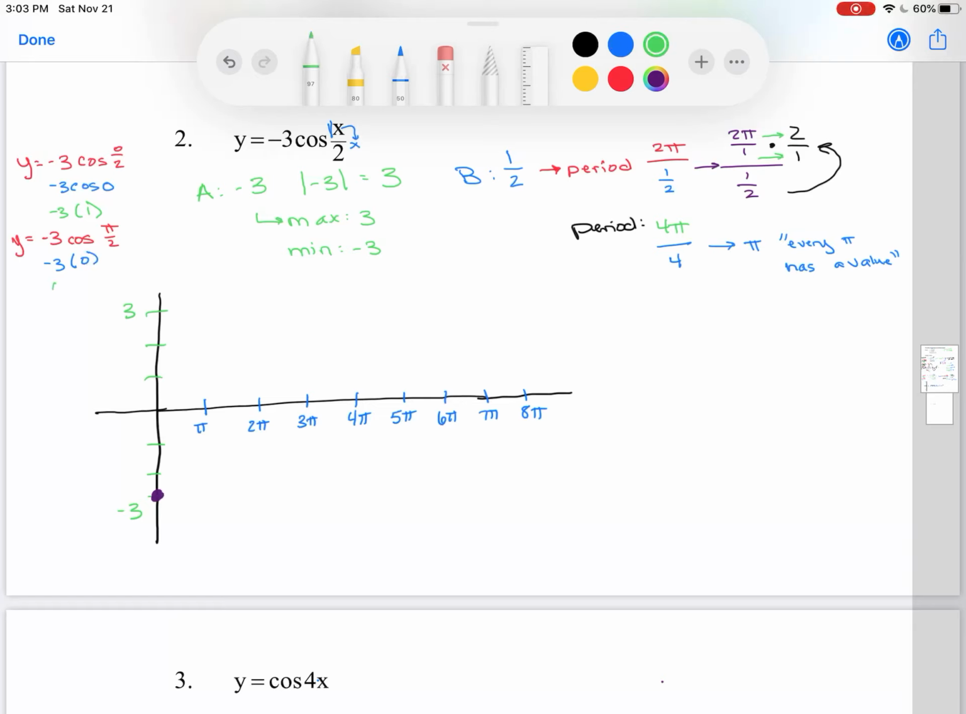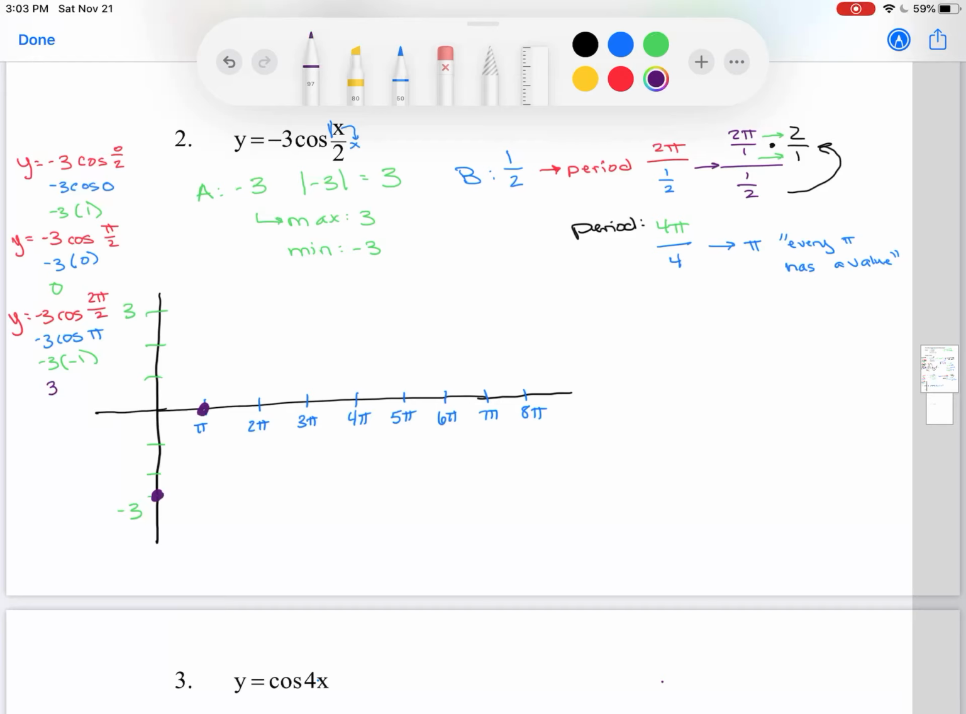Then I'm going to do pi. Well, y equals -3 cosine of pi/2. That's asking me, well, what is cosine at pi/2? Well, that's going to be 0. So now my function is just 0. So my next point is at 0 for pi.